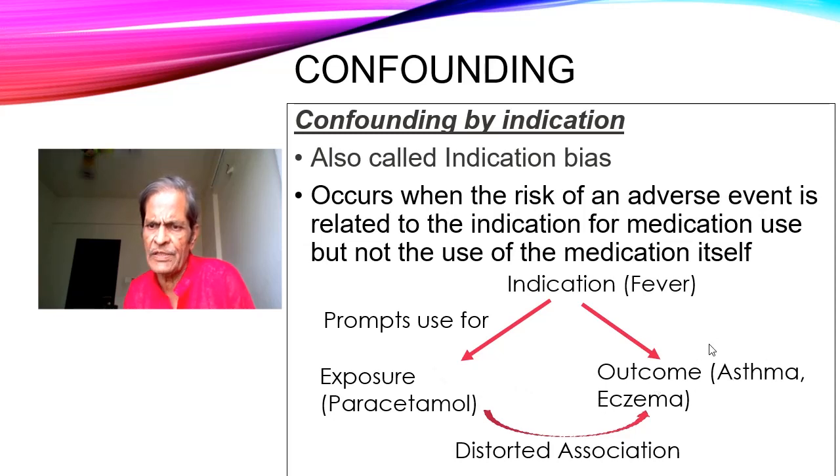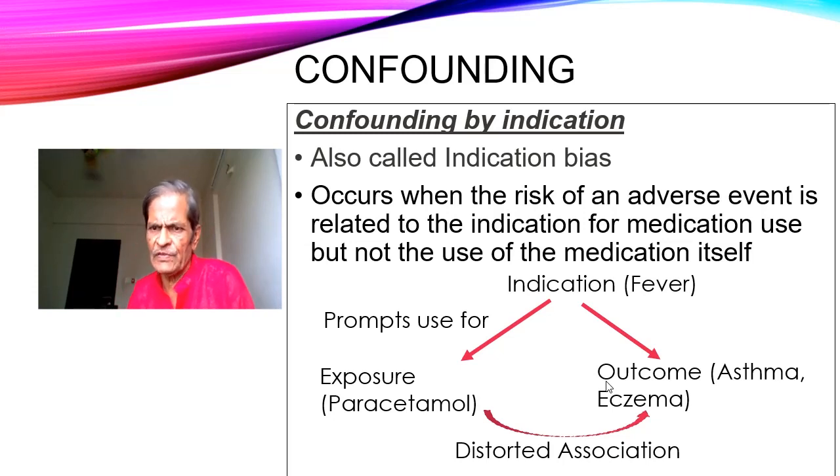And then you were studying the causal factors for asthma or eczema, and retrospectively you check what drugs were taken by this person, and you find that many of them had taken paracetamol in the persons having eczema or asthma. The control group for these in case control studies will be the persons not having asthma, not having eczema. There was a lower prevalence of fever in these persons.